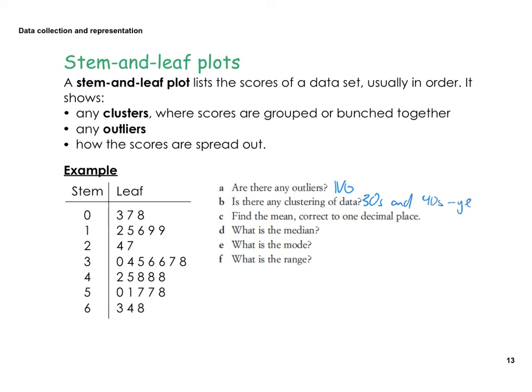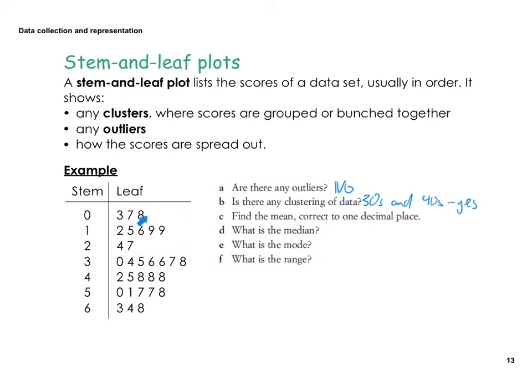So yes, 30s and 40s. Part C, find the mean, correct to 1 decimal place. Okay, so this would involve adding all the numbers together. So 3 plus 7 plus 8 plus 12 plus 15 plus 16 and divide by how many numbers there are.